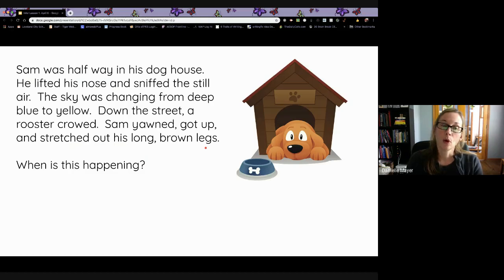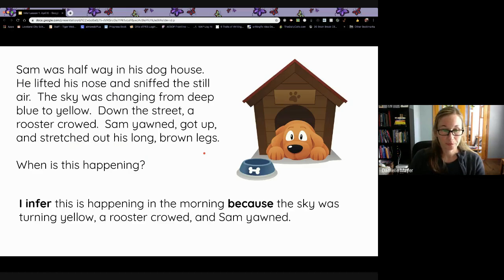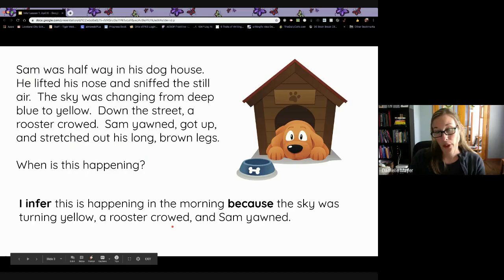Let's think, when is this happening? Think about the clues in the story. Again, we want to start our inference statement with I infer. Think about it. See if you came up with the same inference statement as I did. I infer this is happening in the morning because the sky was turning yellow, a rooster crowed, and Sam yawned.